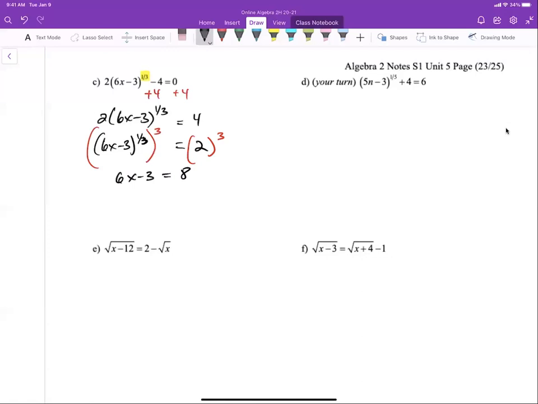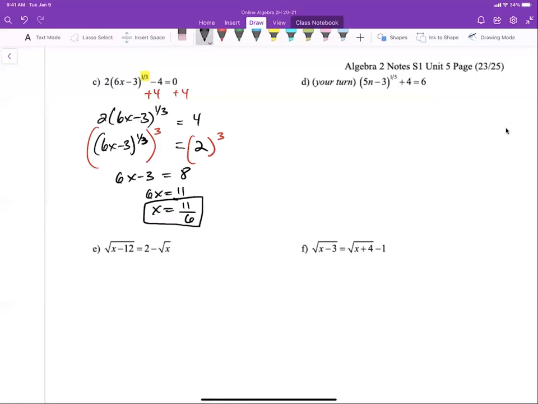I add 3 to both sides. I get 6x is equal to 11 and I find that x is equal to 11 over 6. Now, this was to an odd power or to an odd root. And so we do not have to check for extra solutions or extraneous solutions. But it's not a bad idea to confirm that 11 over 6 is a solution.